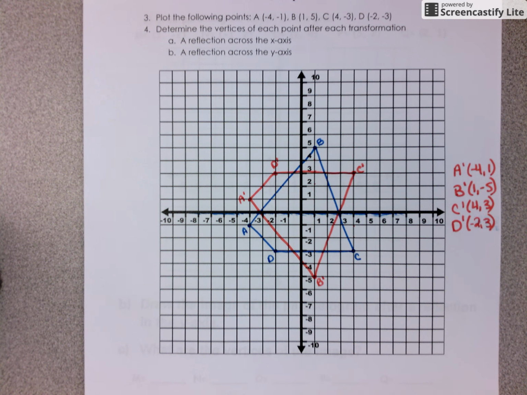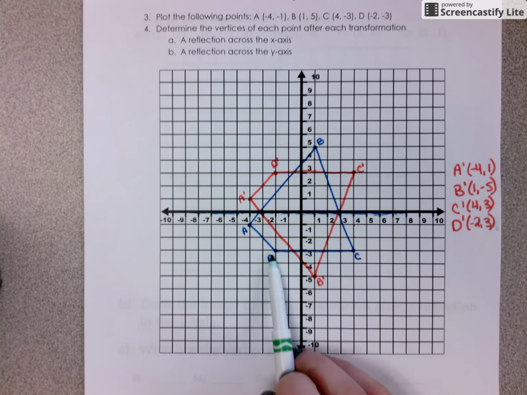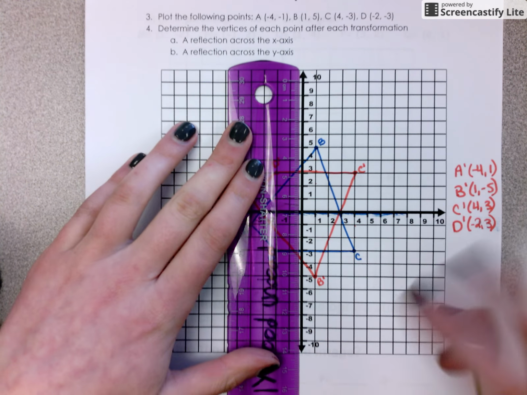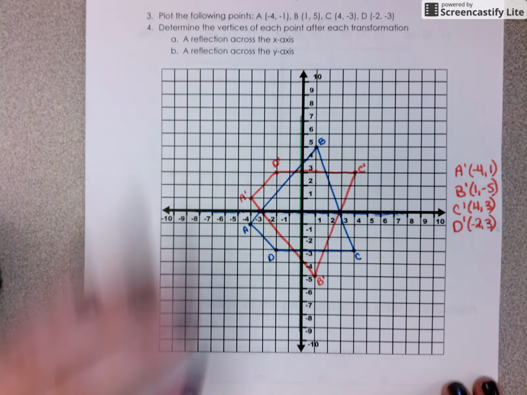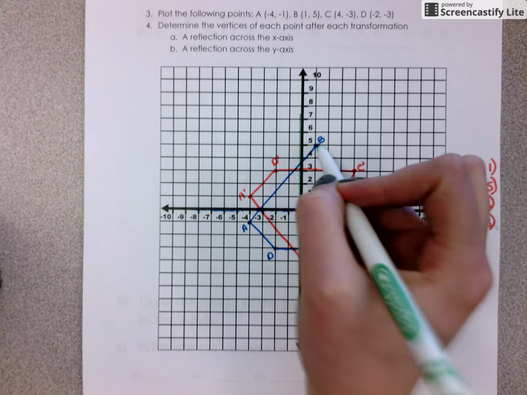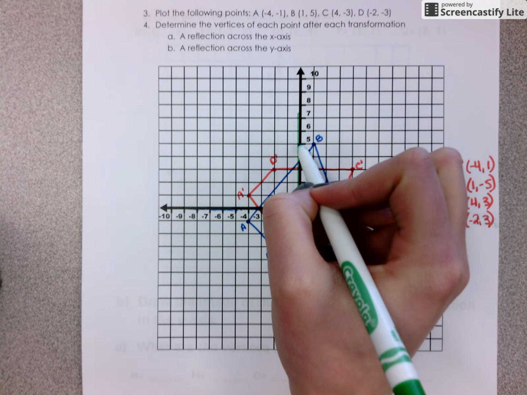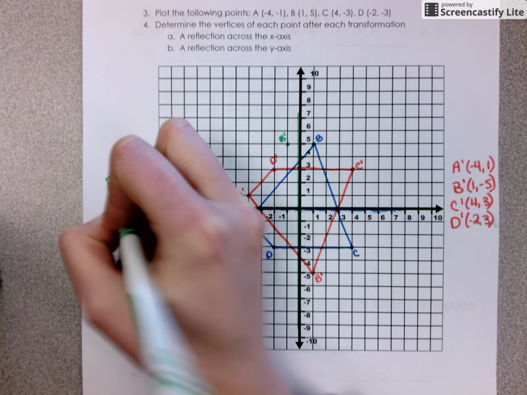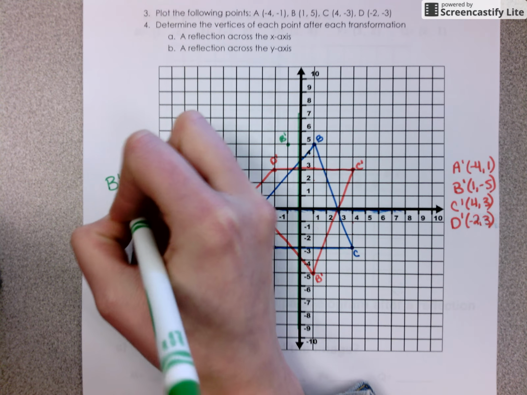Just for example's sake, we're going to go back to the beginning one that we did. So we're going to go back to this blue shape, triangular shape. Now we're going to do a reflection across the y-axis with this blue shape. So go back to your first one and do the same steps, but this time we are reflecting across the y-axis. So that one this time. So starting with B, we're going 1 over, so 1 over on this side. So B prime is negative 1 and 5.